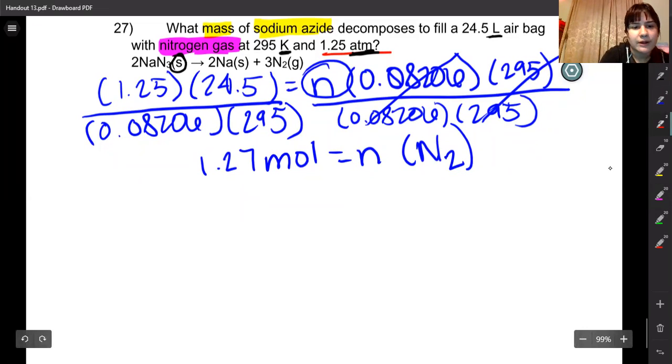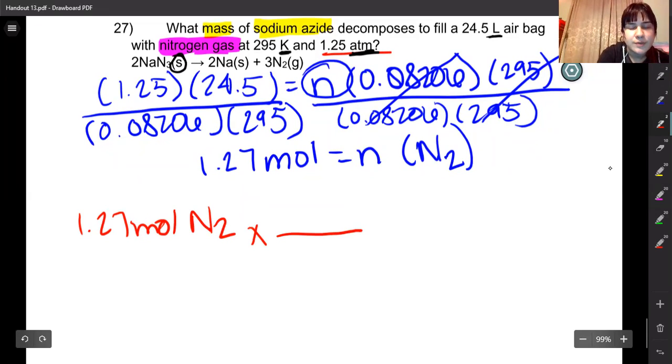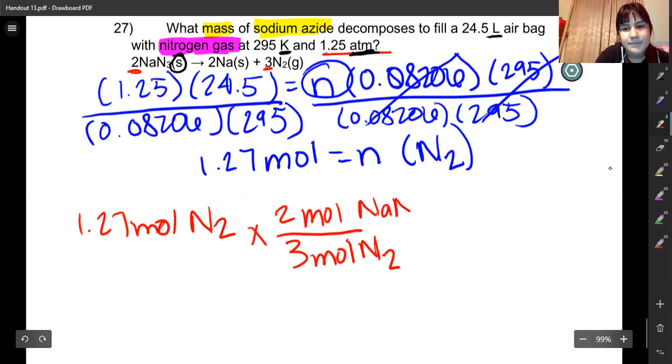So I'm going to switch colors to red for the second part of this problem. So I know that I have 1.27 moles of N2 gas. And referring to my balanced equation, I have 3 moles of N2, and that is in relation to 2 moles of my sodium azide, NaN3. And so I can get to moles here. If you prefer to go to moles here and then another thing like this to get into grams, that's totally fine. I prefer to do it all in one go.